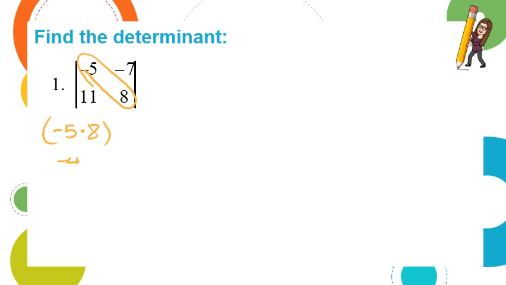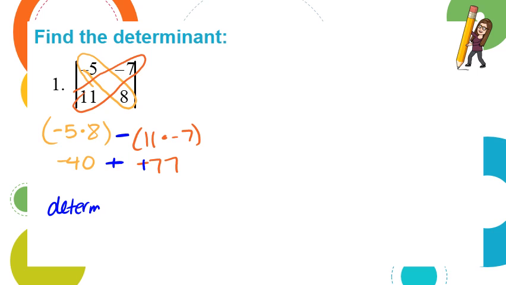All right, so if we multiply that out, we end up with -40. Watch your signs there. Then we need our other diagonal, which is 11 times -7. So that gets me to -77. And what we're looking at here is the difference of our two diagonals. So in this case, definitely have to watch your signs because subtracting a negative is going to change to adding. So our determinant is going to be 37.